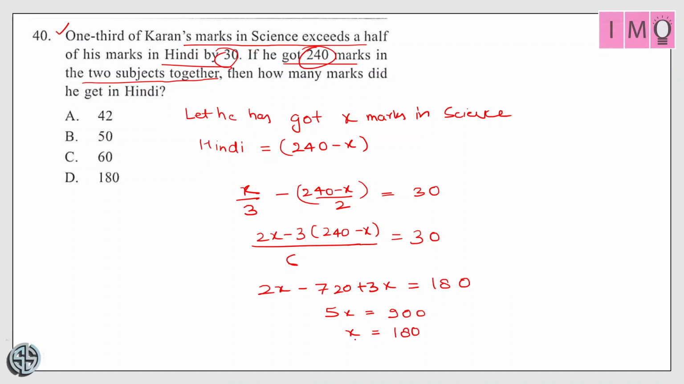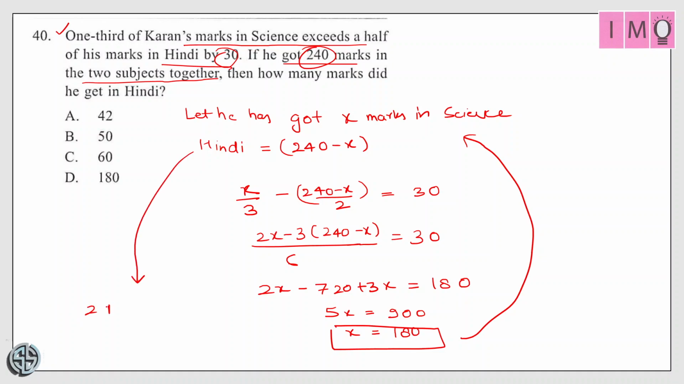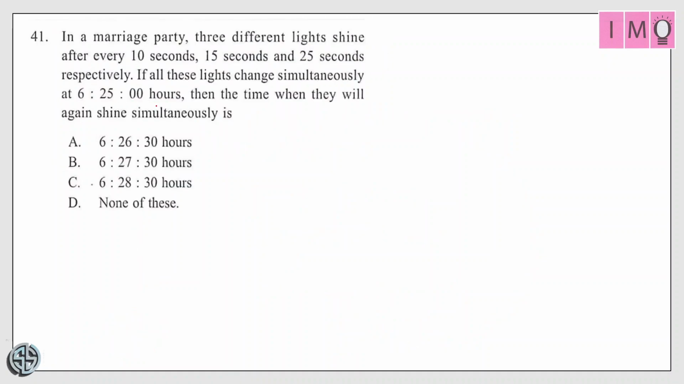Means he has secured 180 marks in science, because we assumed that he has got x marks in science. Now you can definitely find how many marks he has got in Hindi, which is equal to 240 minus x, that is 240 minus 180, and the answer will be 60. Okay, option C is the correct answer, because it was asked how many marks did he get in Hindi. Let's move to the next question.